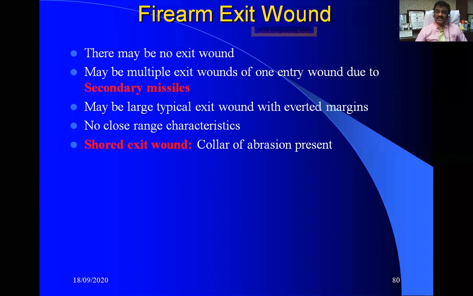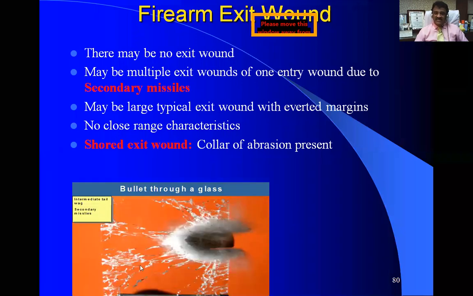There may be multiple exit wounds from one entry wound due to secondary missiles. It may be a large typical exit wound with everted margins. No close range characteristics are seen here. A shored exit wound shows a collar of abrasion as present. Here you can see a bullet through a glass. Glass means the bullet has gone inside, breaking the glass.